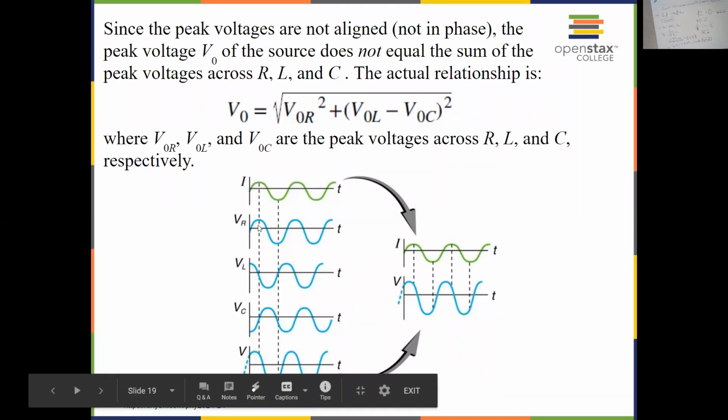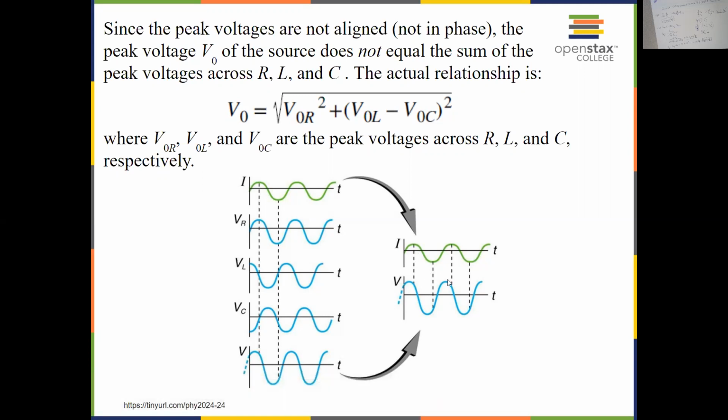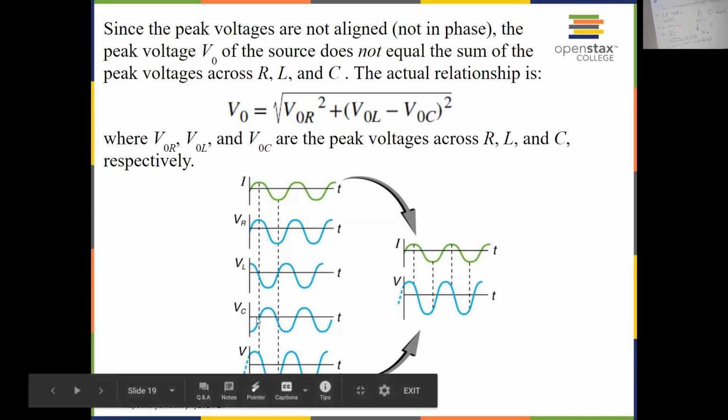If we add the three voltages up, across each element here, you end up with a function like this. This is the total voltage in the circuit, and this is your total current in the circuit. You can see they are not in phase. The fact that those three are not happening at the same time is something you want to think about.